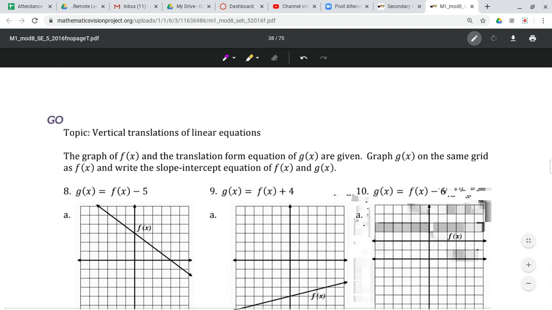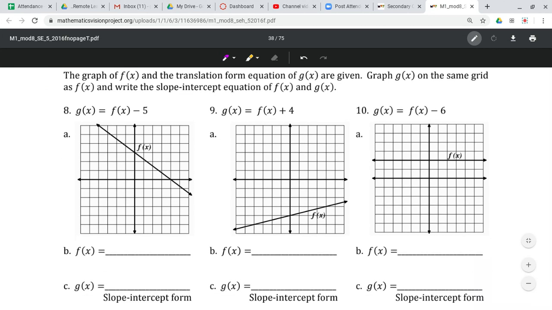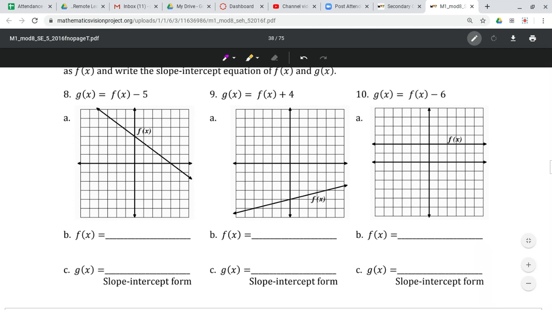All right, the last section of this one is back to looking at the vertical translations of linear equations. So the graph of f of x and the translation form equation of g of x are given. Graph g of x on the same grid as f of x and write the slope-intercept equation of f of x and g of x. So g of x is f of x minus 5. So here's our f of x.